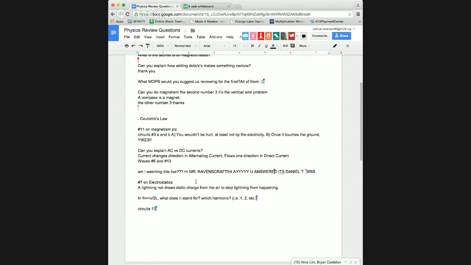Actually, the very first thing that a lightning rod does is to try to draw a static charge from the air to stop lightning from happening. But if it doesn't, and clearly they don't all the time, it gives the lightning a direct path to the ground. So it doesn't catch any buildings on fire.